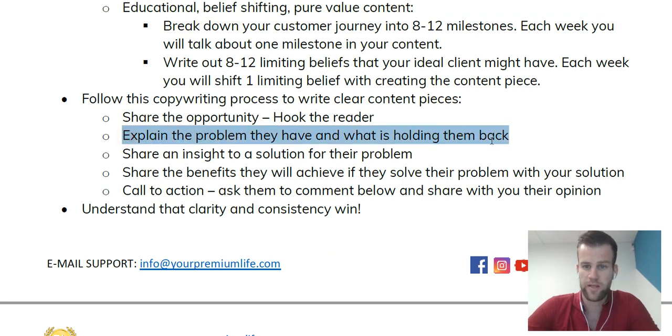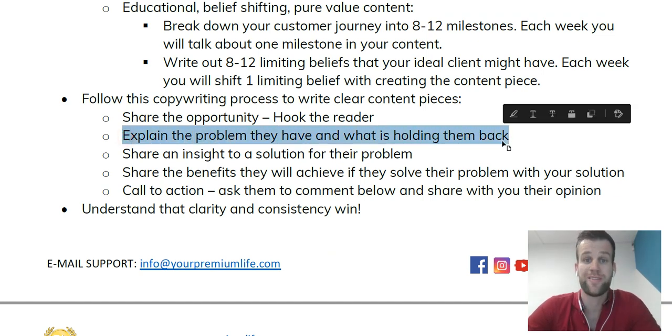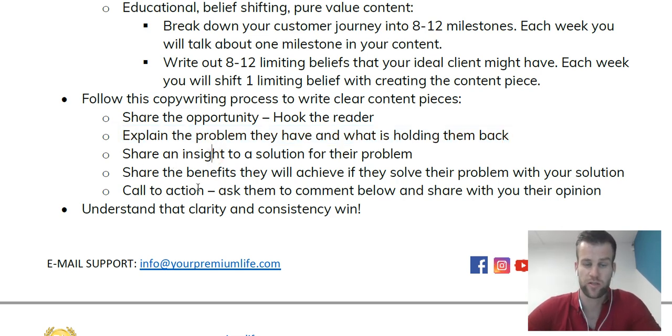And then when you let them know that you understand the problem that they have, you need to share with them an insight to a solution for that problem. Basically, you need to share with them an idea of how to solve that problem. You don't need to give them the complete solution at times if you want to do the call to action at the end so they can get the solution. Or often you should give them quite in-depth solutions so they can understand and believe that you are an expert on that topic.